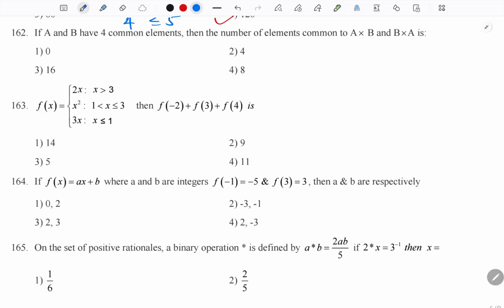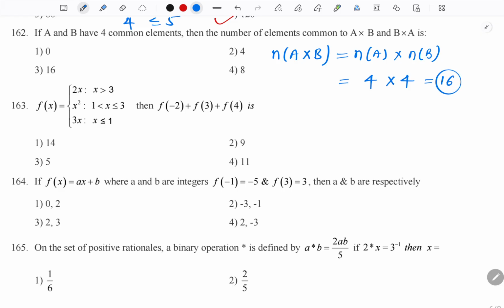Now, what is this symbol name here? It's a Cartesian product, right? A cross B and B cross C is a Cartesian product. What is the Cartesian product formula? N of A cross B is equal to N of A into N of B. Now what is this answer? N of A equal to 4, I mean common 4, right? 4 fours are 16. Then answer 16 is my correct answer.